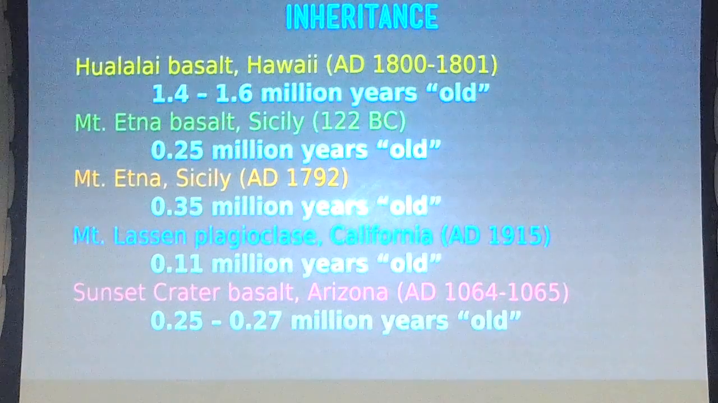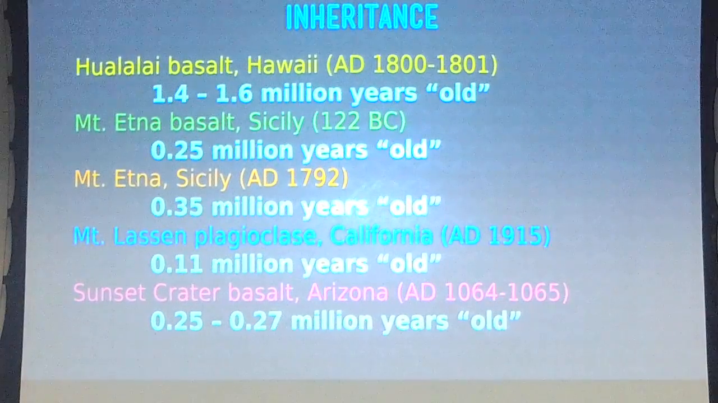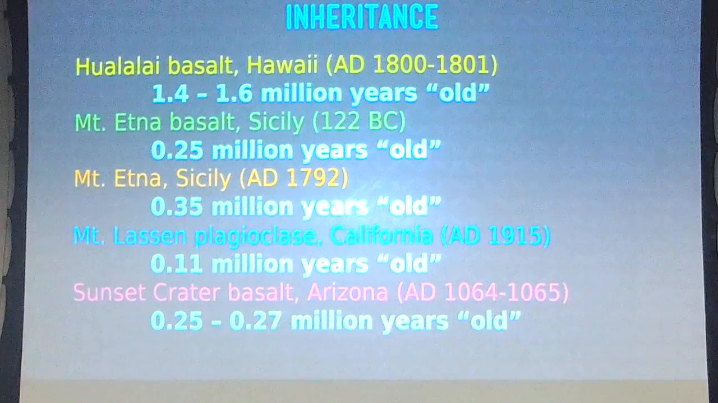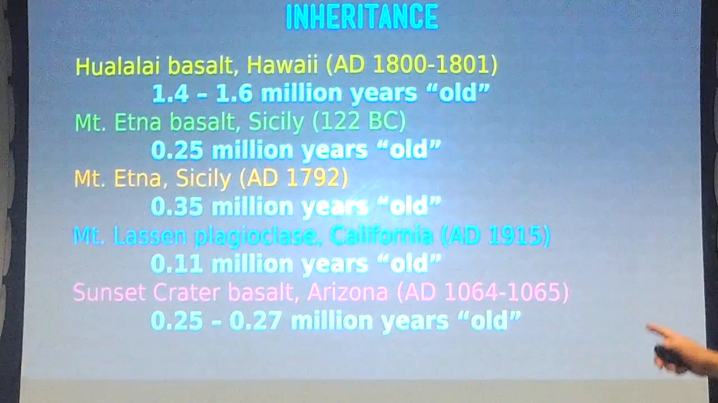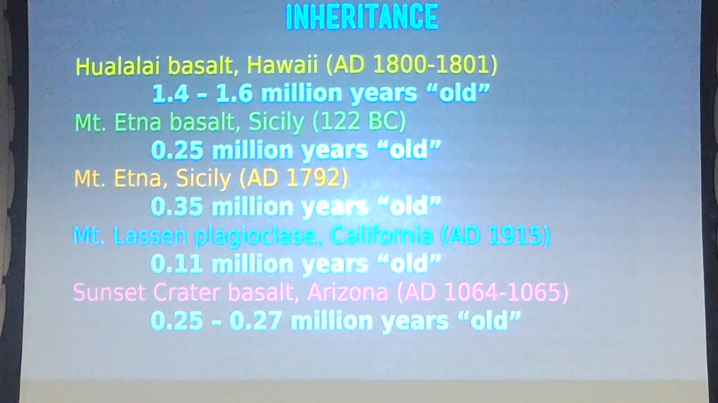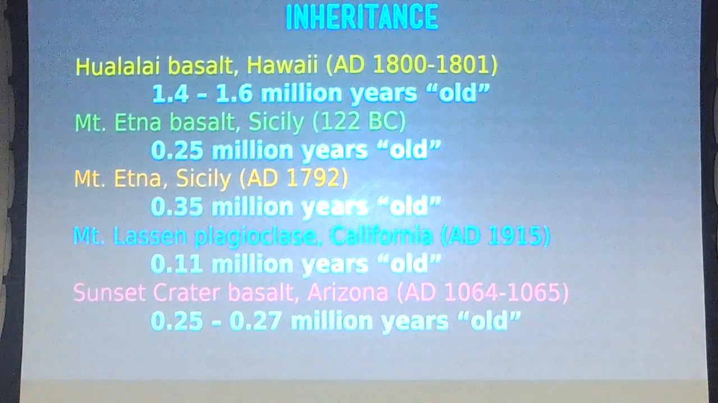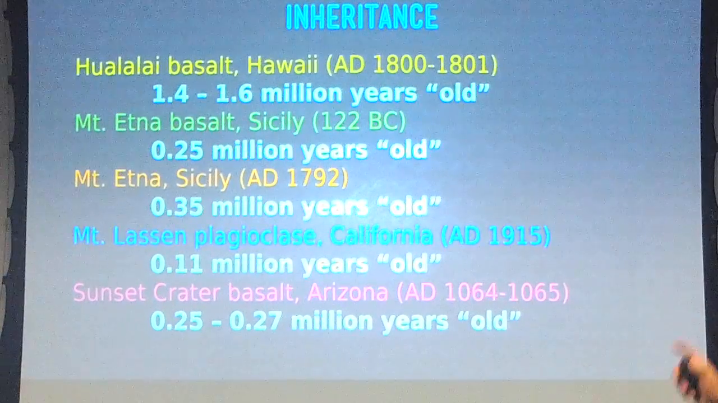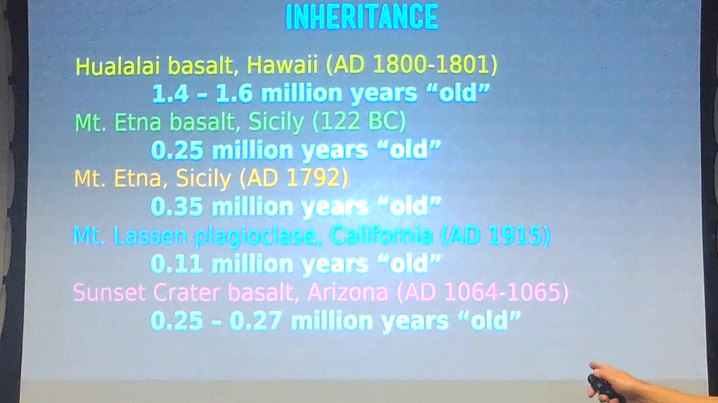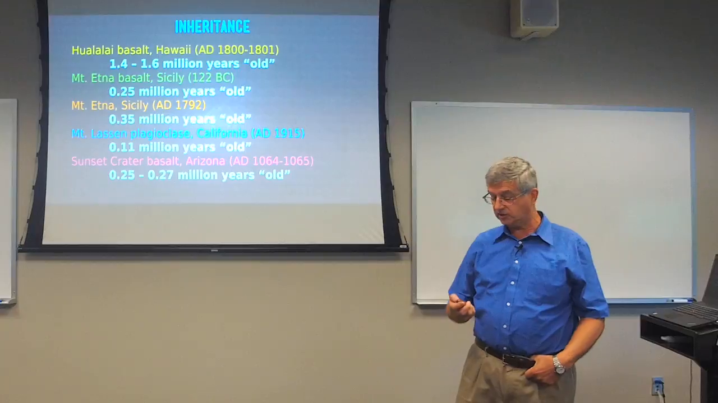From a Hawaiian lava, whose eruption we saw in 1800 and 1801, you get potassium-argon ages of 1.4 to 1.6 million years old. This is all from the literature. Mount Etna, the two different eruptions there, and you can see the ages that arise. Mount Lassen in California, and also Sunset Crater in Arizona, the youngest volcanic eruption in Arizona. You can see that all of these results derive from inheritance of excess argon. It's all in the literature.